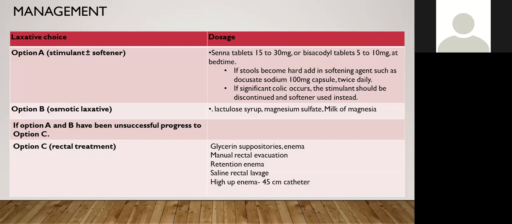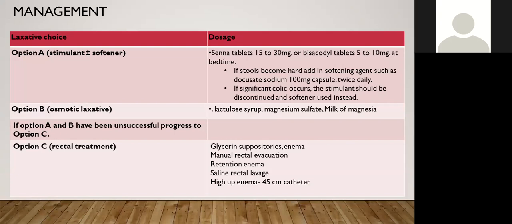Next slide. So the basic principles of management is, if the patient is constipated, you have to first start with a stimulant laxative. If they don't have any colic, always start with a stimulant laxative. So you can give senna tablets or bisacodyl tablets. If it's not getting any better, you can add a softener to that. So that means if stools become hard, add in a softening agent like docusate. If significant colic occurs, then the stimulant should be discontinued and a softener should be used instead. That is the first option.